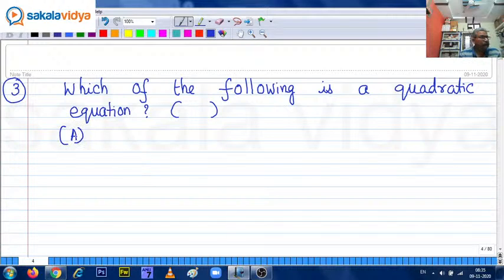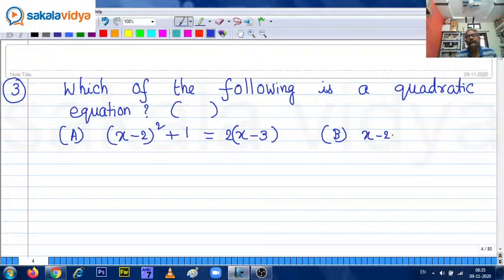Option A, (x minus 2) whole square plus 1 equal to 2x minus 3. This is 2 times of x minus 3. Option B, (x minus 2)(x plus 1) equal to (x minus 1) times (x plus 3).